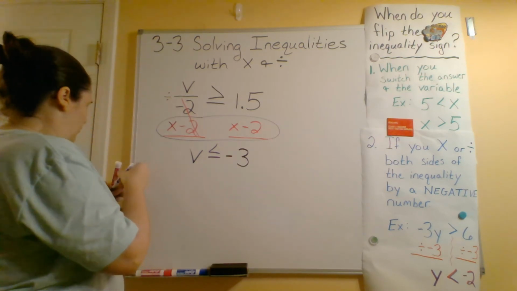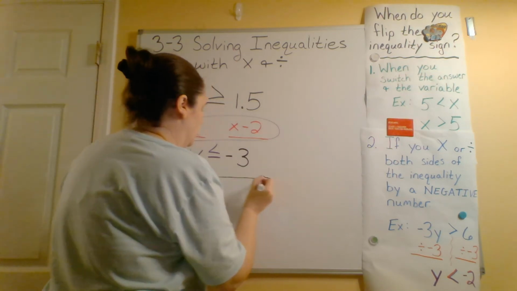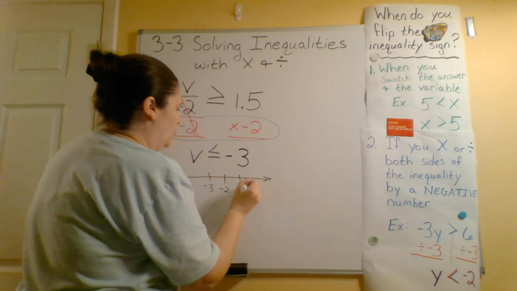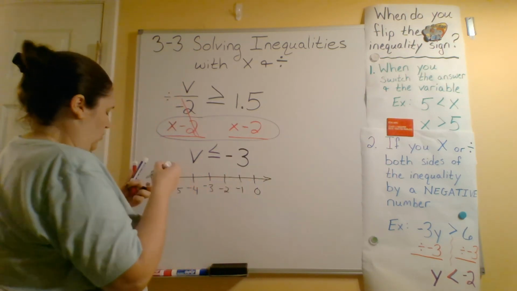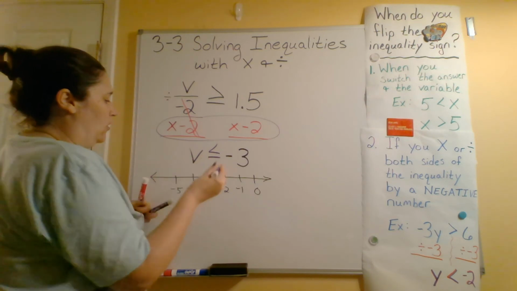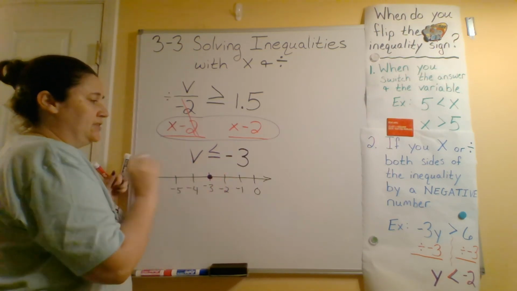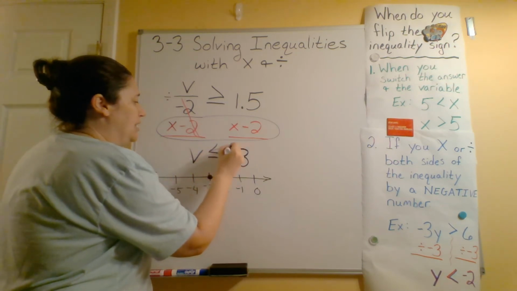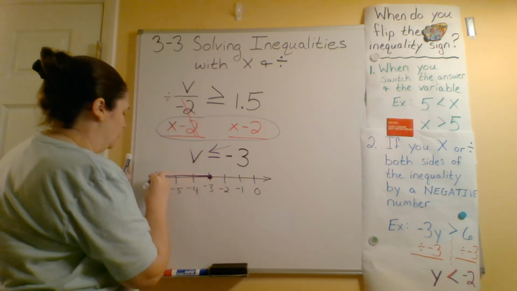Let's go ahead and graph it really quickly, and then you all are going to do some workbook problems. There's -3, -2, -1, 0. We need a closed circle on -3 because there's a line under the sign. We want it to be equal to -3, and we want all the numbers less than -3. That's these numbers down here.